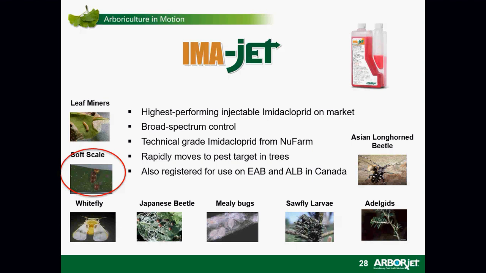Imajet is a well-known systemic and known to be effective against soft scales for most species. In a few instances, as a result of spray applications or soil drenches, there is some resistance being developed. But for the most part, imidacloprid is quite effective against most soft-scale infestations.